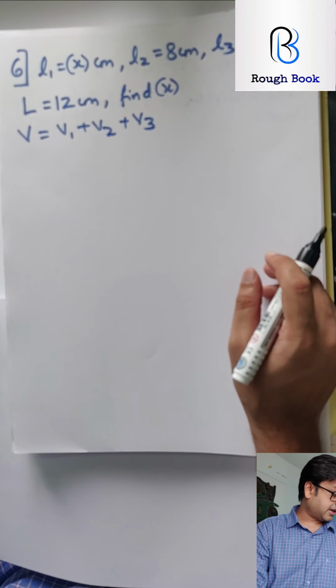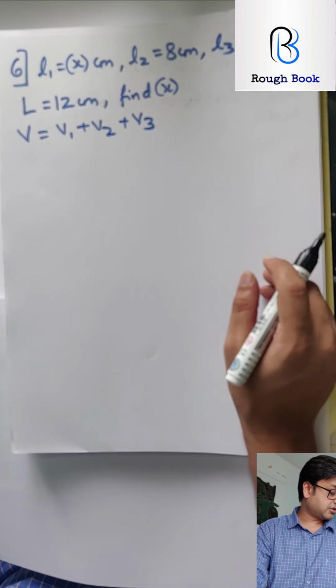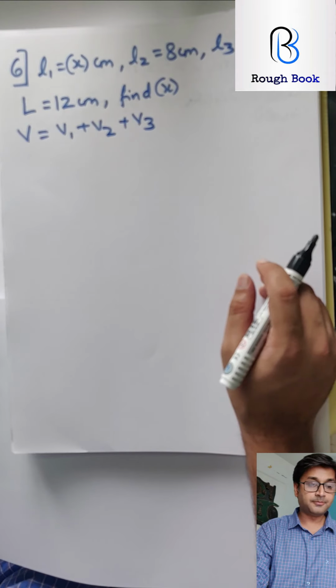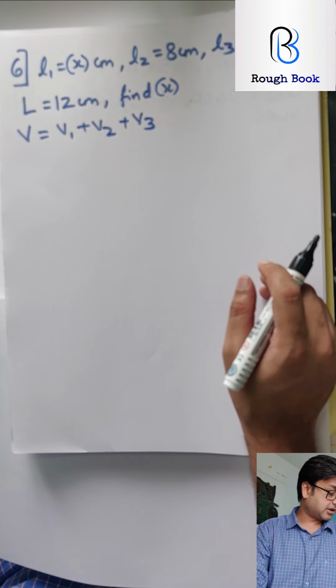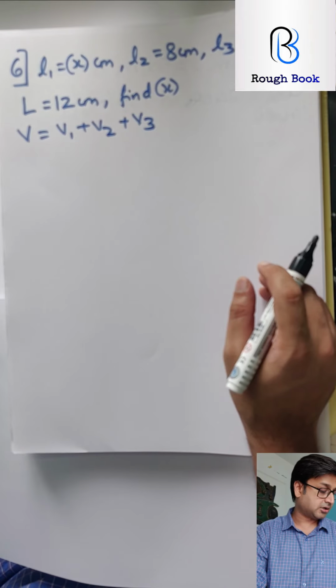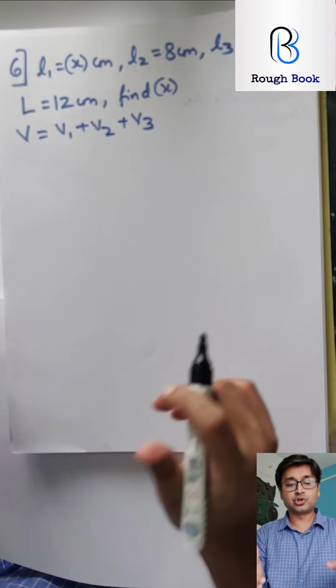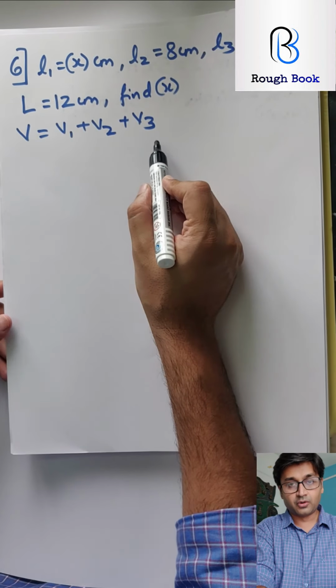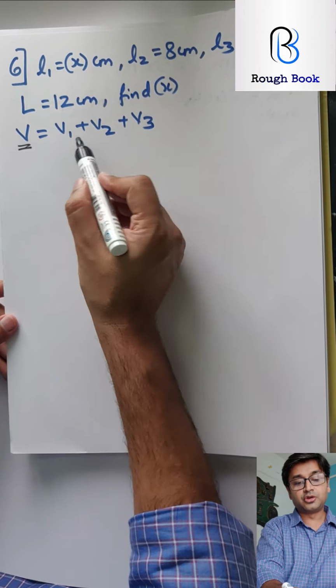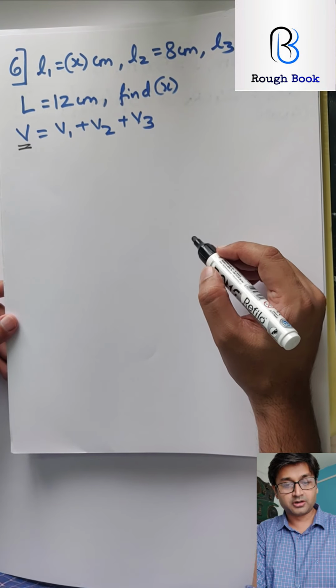Okay, sum number 6 says 3 cubes of metal with edges x, 8 and 10 are melted and recasted into a single cube of edge 12. So 3 cubes melted made into a huge cube. So basically you are tackling with their volumes. So volume of the bigger cube is the sum of the volume of the smaller cubes.